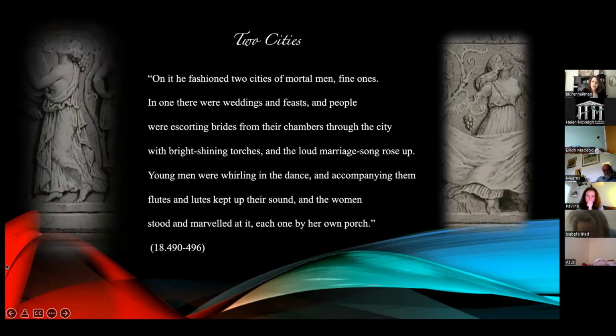On it he fashioned 2 cities of mortal men, fine ones. In one there were weddings and feasts, and people were escorting brides from their chambers through the city with bright shining torches, and a loud marriage song rose up. Young men were whirling in the dance, and accompanying them flutes and lutes kept up their sound, and the women stood and marveled at it, each one by her own porch.